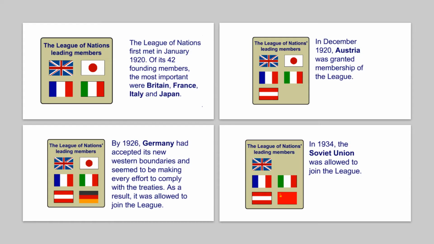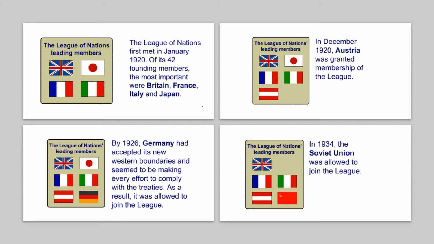However, the absence of the Americans in the League of Nations was only one part of its problem when it came to membership. As you can see there, the League of Nations also lacked some other important countries. Now, when it started, you can see here that when it first met and when it started in 1920, the most important countries that were members were Britain, France, Italy, and Japan.